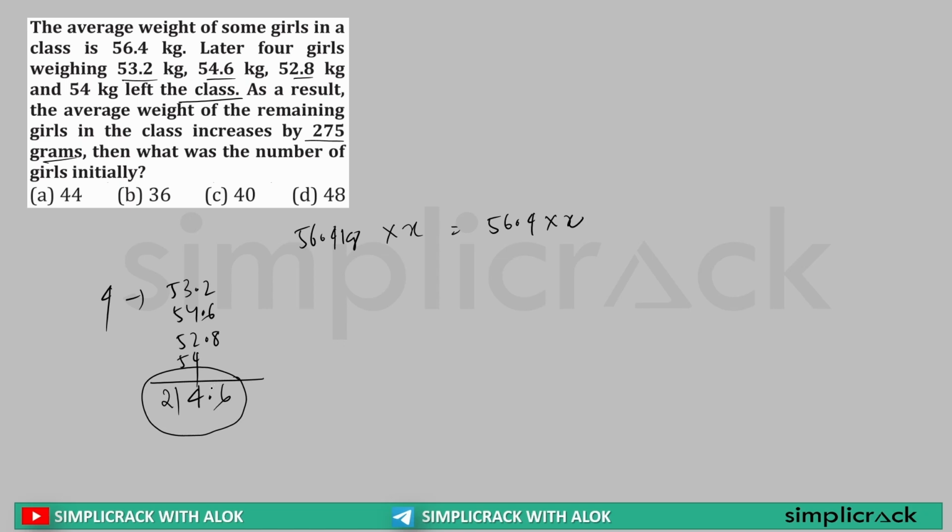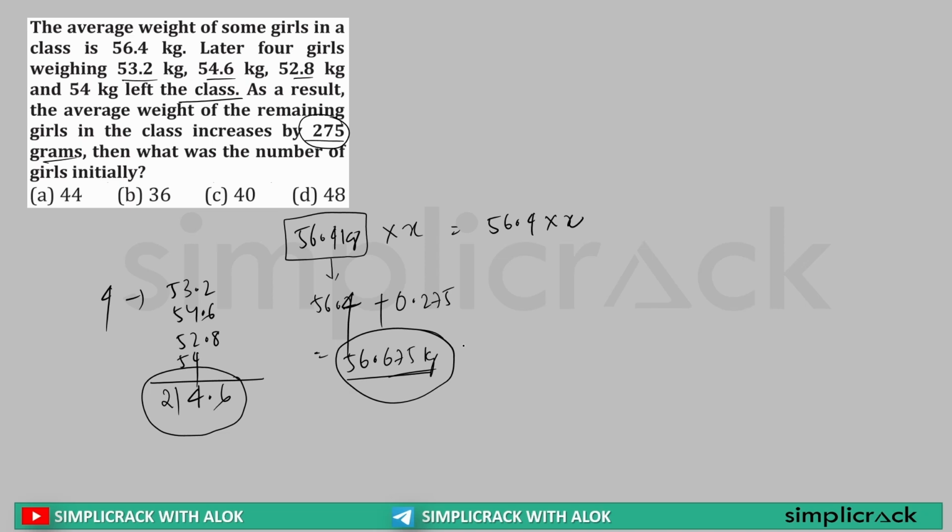Now, after moving out this 214.6 kg, their new average weight has increased by 275 grams. That means previously they had 56.4 kg as their average. Now their new average is 56.4 plus 0.275. Yes or no? Yes, sir. Now if I add it, I get 56.675 kg as the new average weight. Yes or no? Yes.